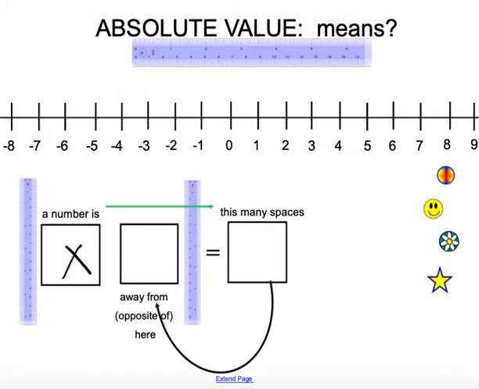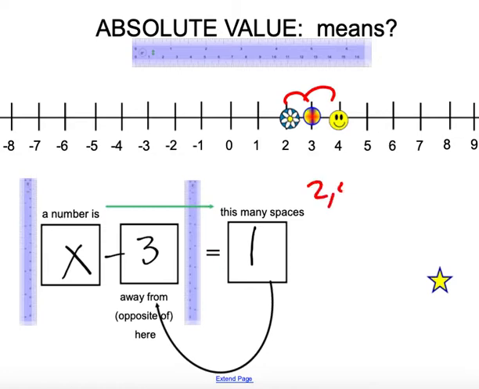What number is 1 space away from, we'll put -3, but we already know that that means +3. So starting at +3, what is 1 space away? Well, that's going to be 2 and 4.